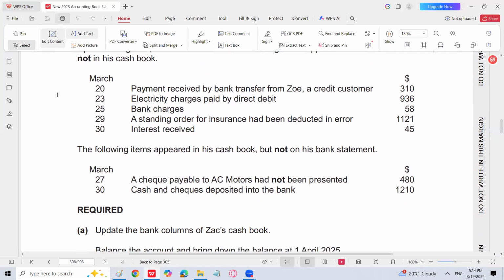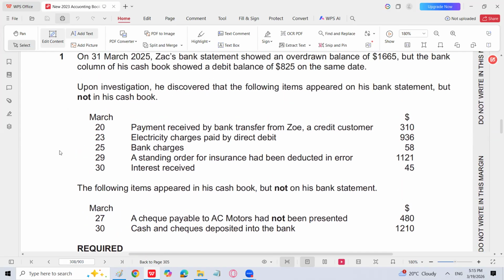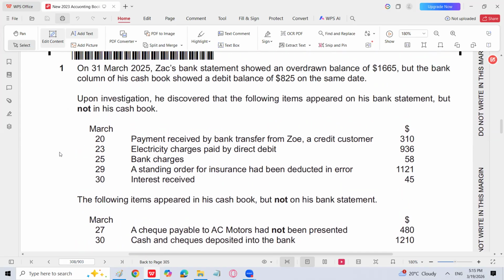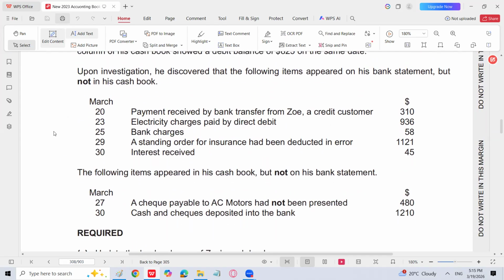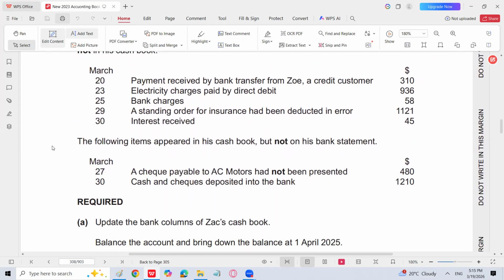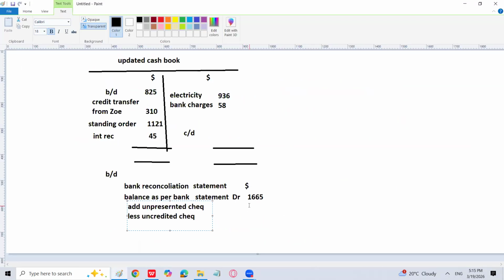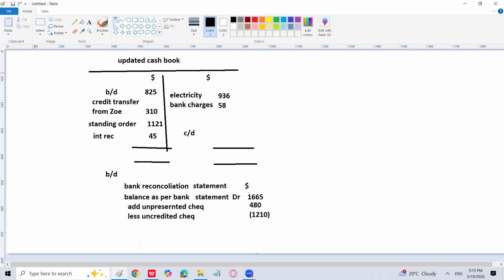So the unpresented checks are 480. It is written here, had not been presented. And cash and checks deposited in the bank, 1210. So 480 is basically our not presented checks. This will be added. And 1210 is basically our not credited checks. It will be subtracted. So please tell me what is the answer of the corrected balance of the bank statement now.